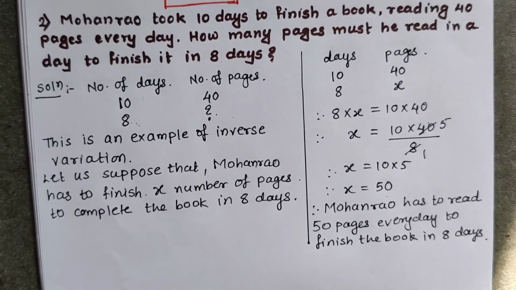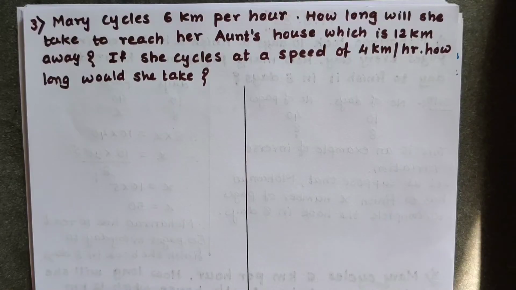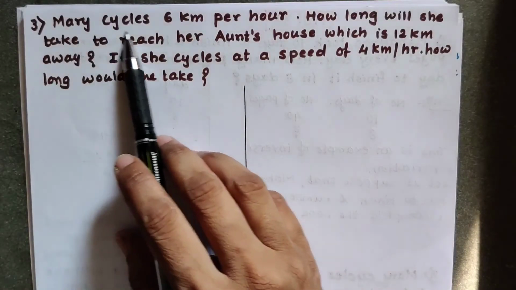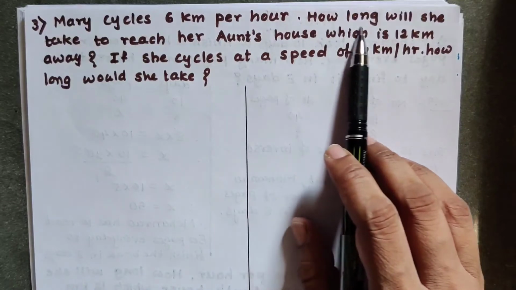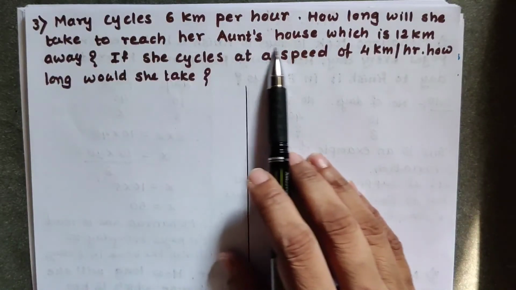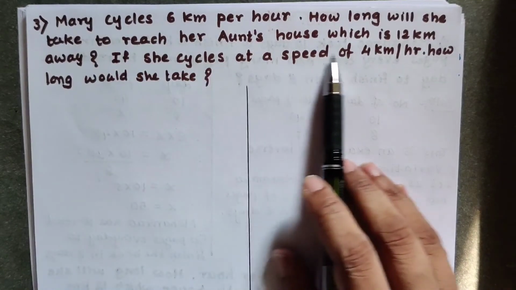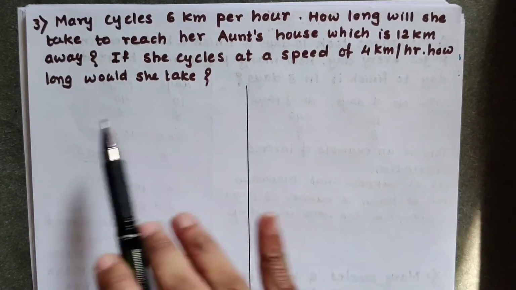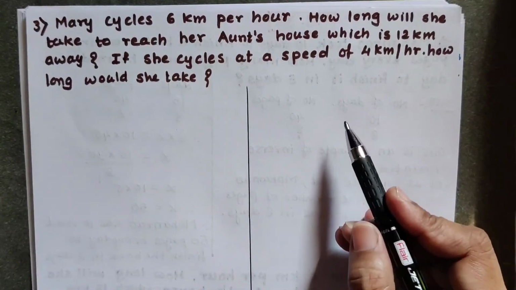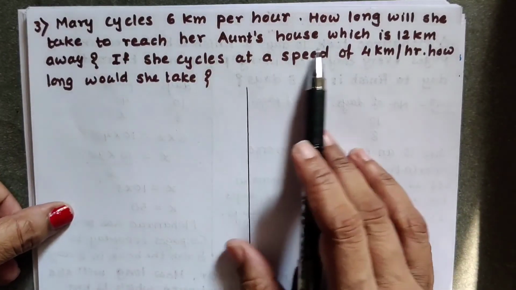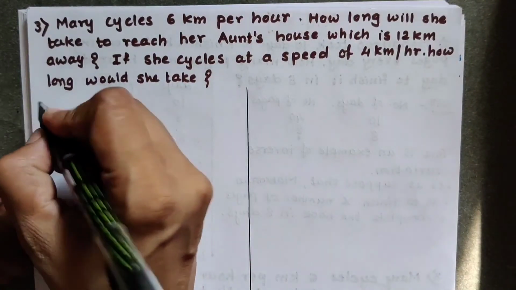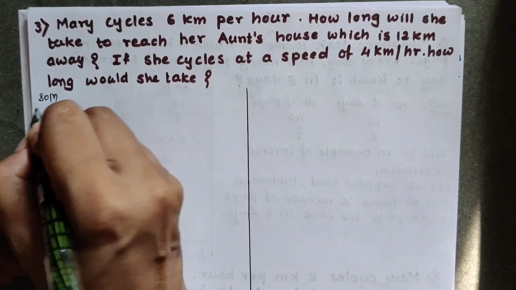Now let us see the third one. Question number 3. Mary cycles 6 km per hour. How long will she take to reach her aunt's house, which is 12 km away? If she cycles at a speed of 4 km per hour, how long would she take? Now see what quantity is given here and what proportion we have to find out. Let us see in the solution.